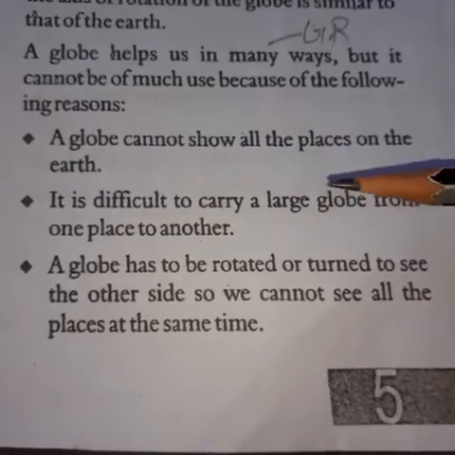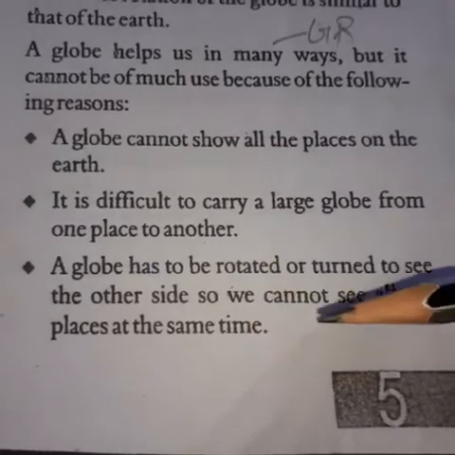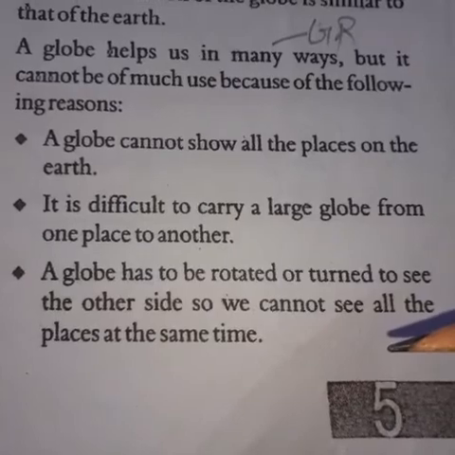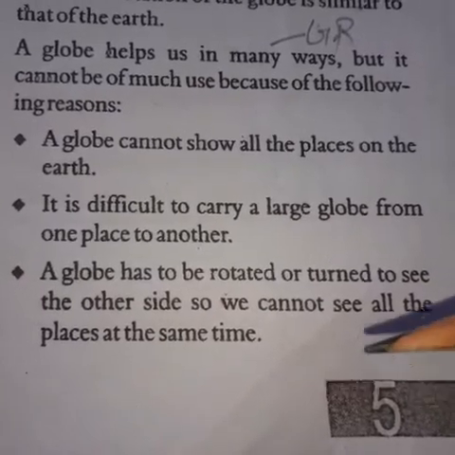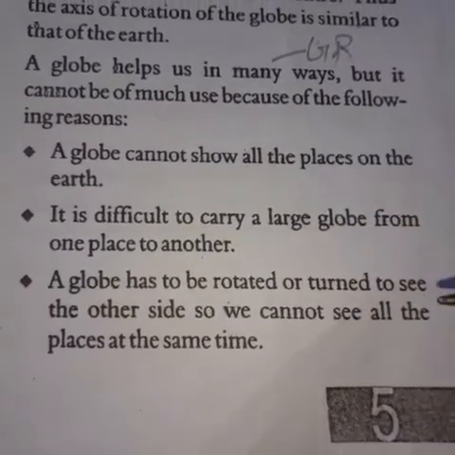The first reason is a globe cannot show all the places on the earth. Second is it is difficult to carry a large globe from one place to another. A globe has to be rotated or turned to see the other side, so we cannot see all the places at the same time.